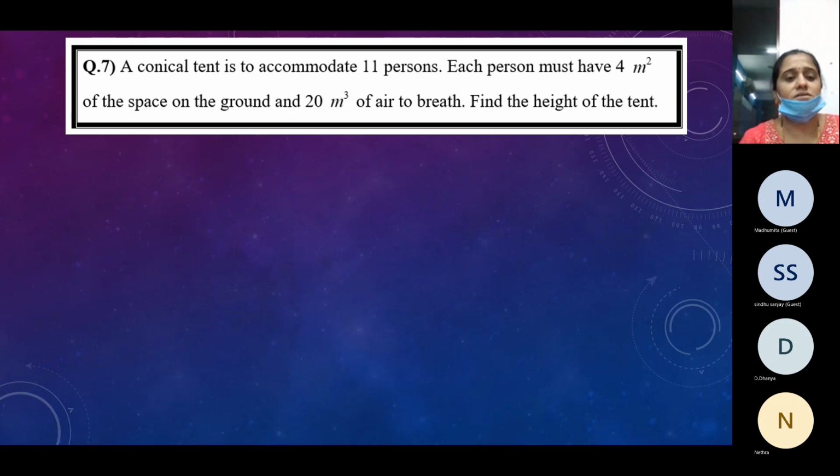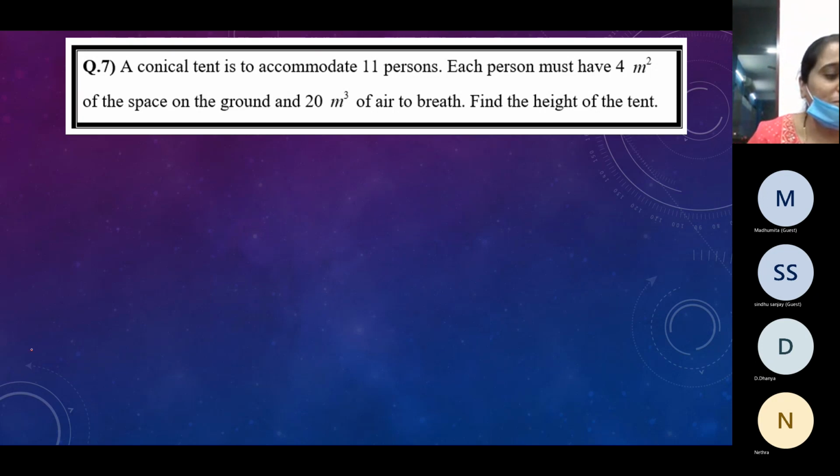A conical tent is to accommodate 11 persons. That means 11 people can stand in the tent. Each person must have 4 meters square of space on the ground and 20 meter cube of air to breathe. Find the height of the tent.